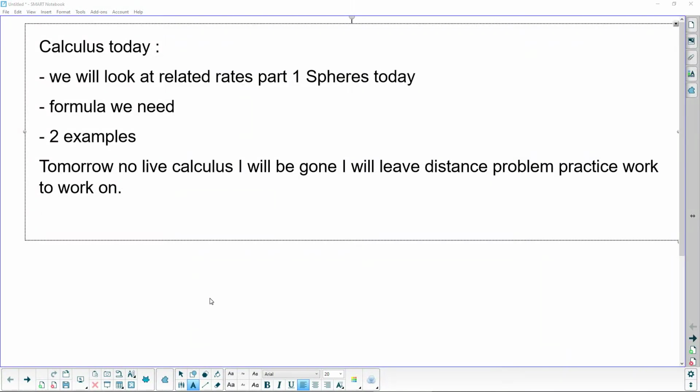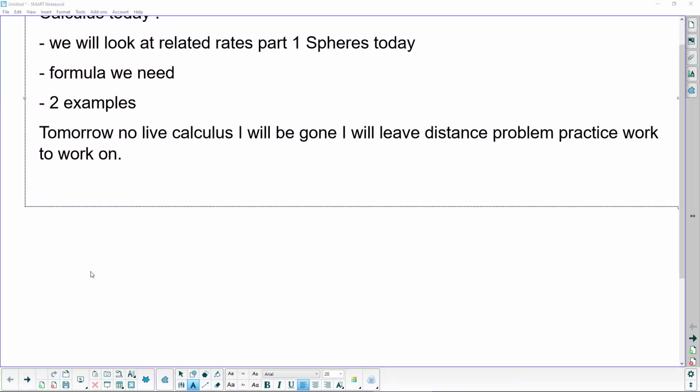Okay, so what we're going to look at specifically today is something called related rates. I'll explain what they are first. Then we're going to look at formulas that are related to spheres, because we need to know those formulas in order to do some of our problems. And then we're going to look at two examples of how we use related rates to solve some practical problems.